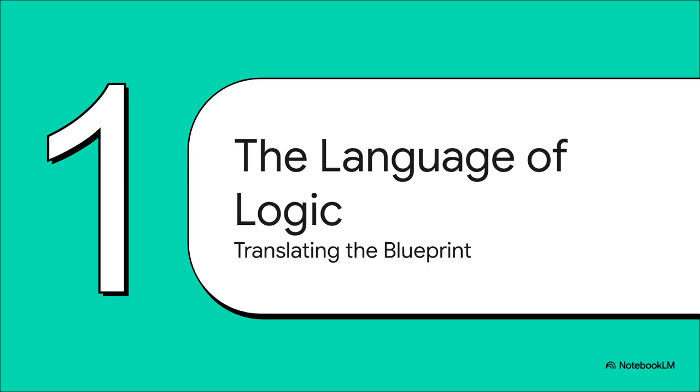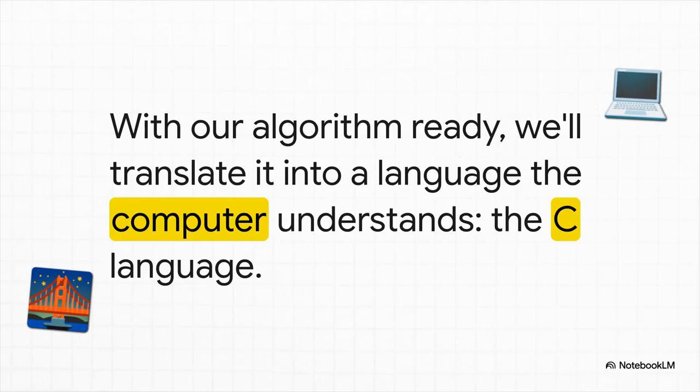So, we've got our blueprint. Our logical plan is all mapped out. The next big challenge is, how do we translate this recipe into a language that the computer can actually understand and run? For that translation job, we're gonna use C. And it's really the perfect choice for this, because C is kind of like a bridge. It sits in this sweet spot, super close to our human way of thinking, but also incredibly close to the machine's world of ones and zeros.